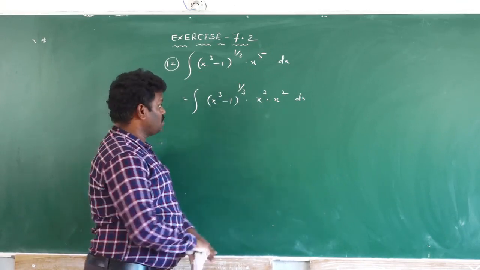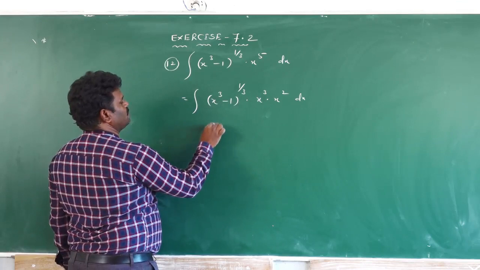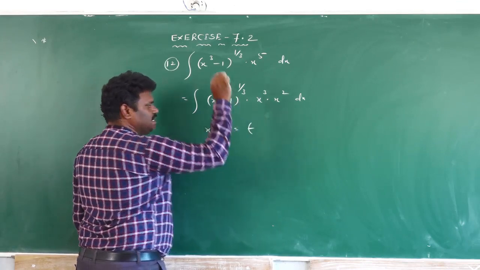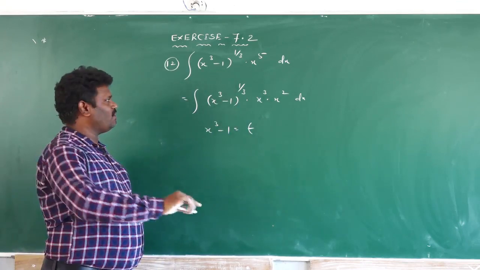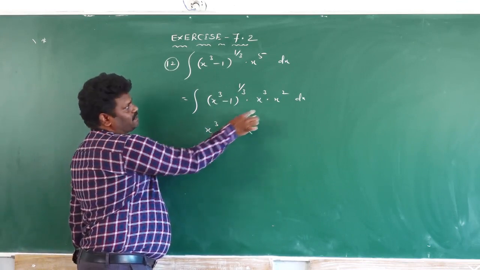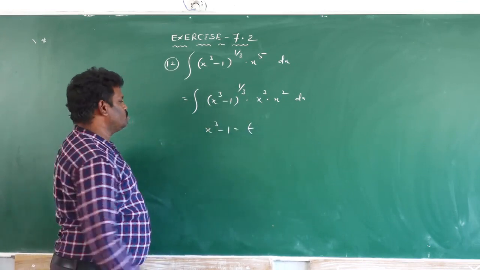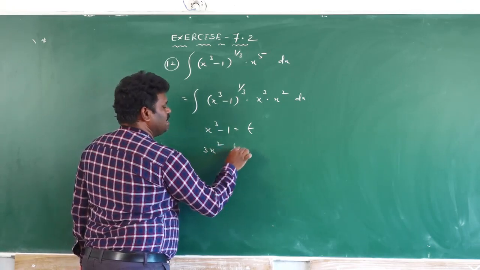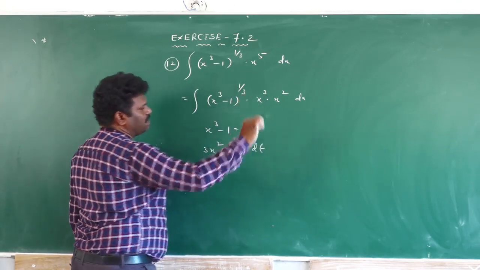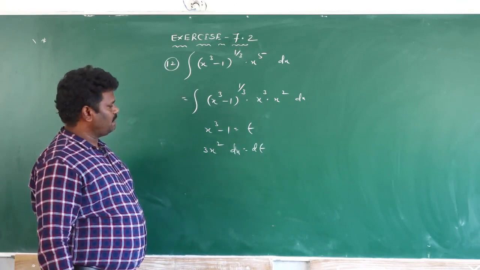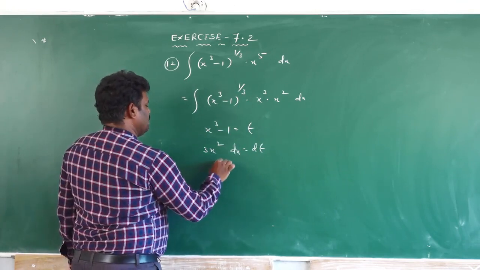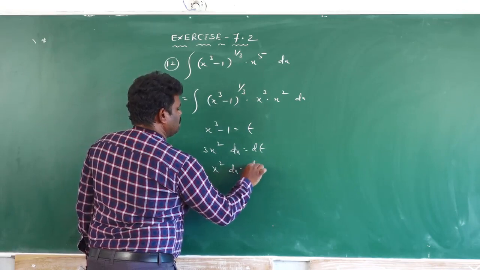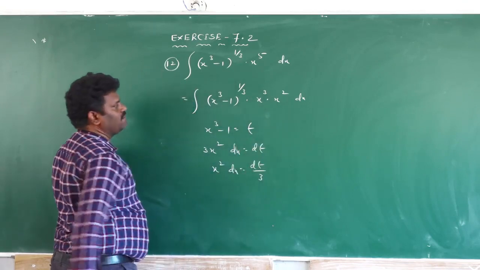Now see, suppose we take this substitution: x cube minus 1 is equal to t. What is the derivative of x cube? 3 into x square. So x square is there, no problem. So the derivative gives 3 into x square dx is equal to dt. So x square dx is equal to dt by 3.